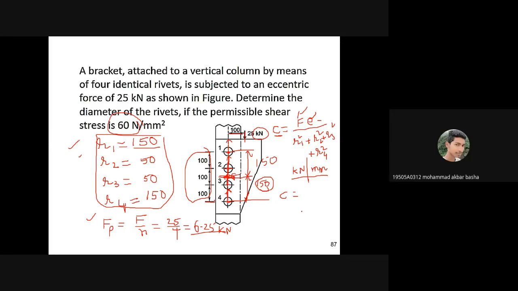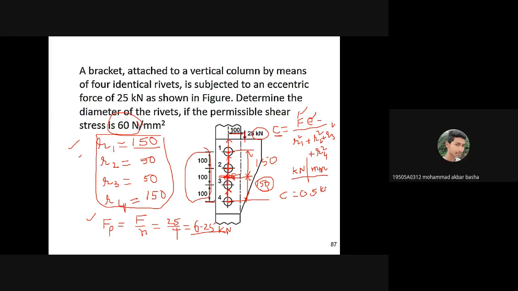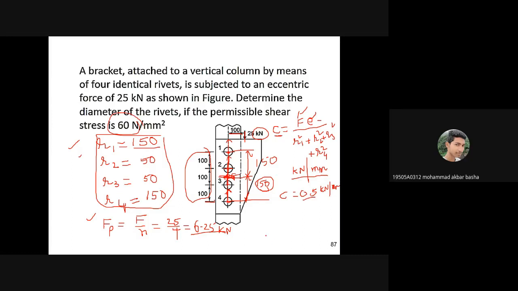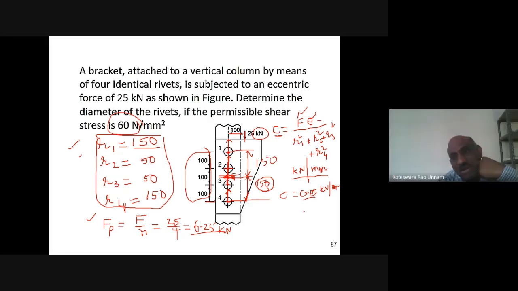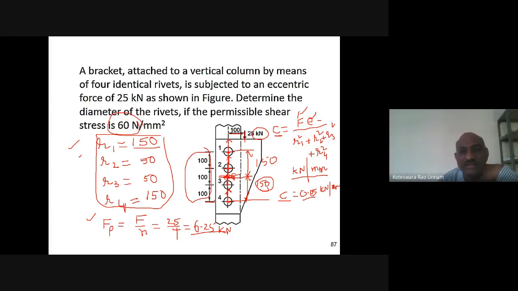0.05 kilonewton per mm. So I got C as 0.05 kilonewton per mm. Once you have the C value, then your Fs1, that is the secondary shear force in the first rivet, is nothing but C into R1.